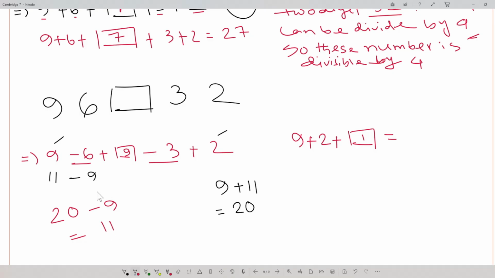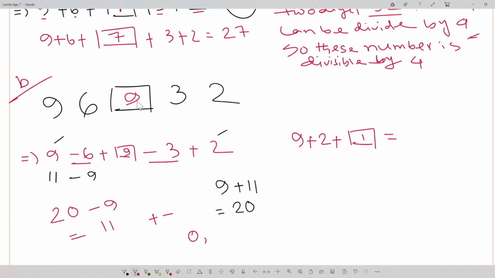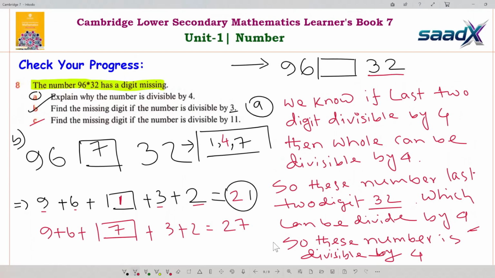Once any number plus minus becomes either 0 or 11, or any number which can be divided by 11, that will be the answer. So here should be 9. This is B. Okay, so you have to clear this one. So find the missing digit if the number is divisible by 11. It should be 9. So number 8 is done. So we have one more math to complete in this video.